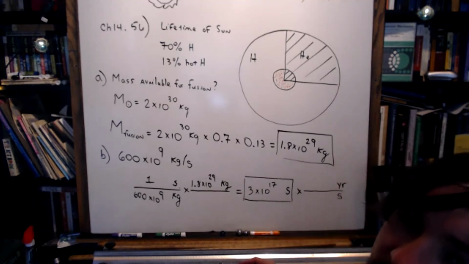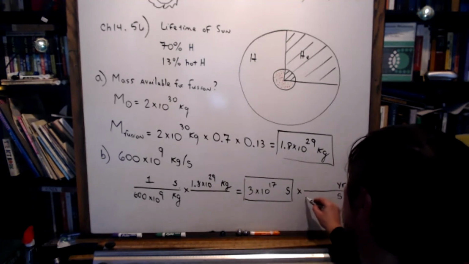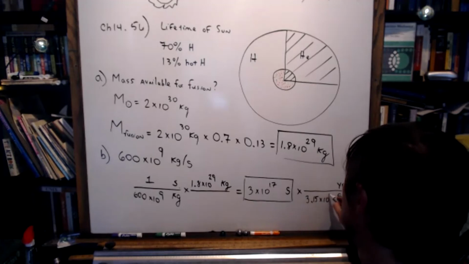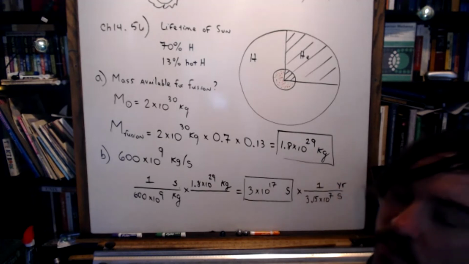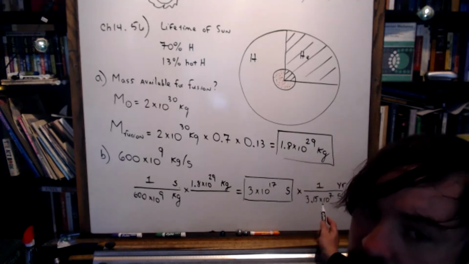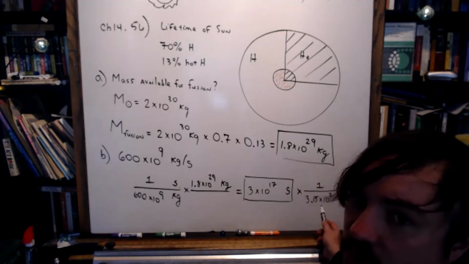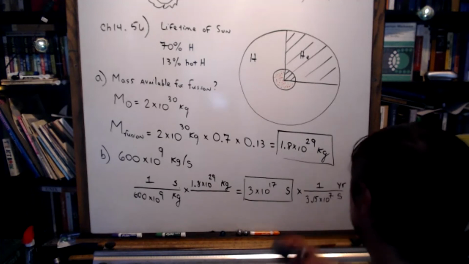31,536,000. It's pi times 10 to the 7 seconds. It's 3.15 times 10 to the 7 seconds per 1 year. That number will really, really help you on the test. Knowing the number of seconds per year will save you a lot of time.